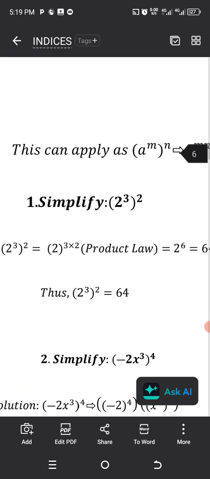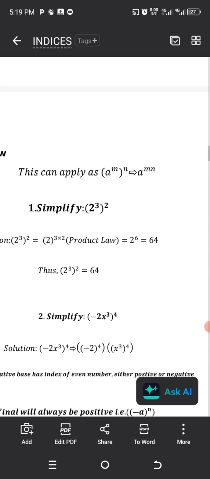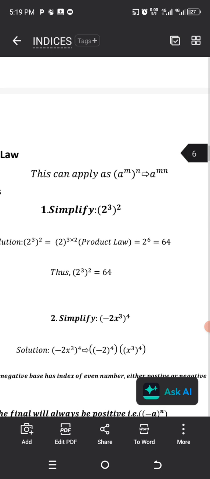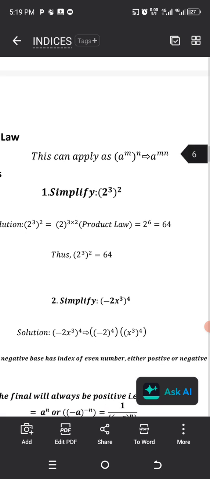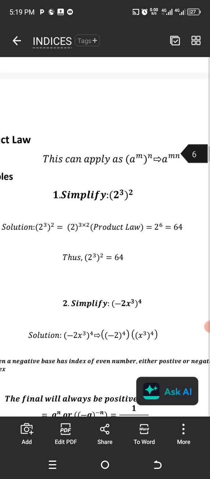So let's look at some examples regarding this law. We are now treating the third law. So you have to simplify open bracket 2 raised to power 3 close bracket, everything raised to power 2. What will come to your mind is product law. So 2 raised to power 3 multiplied by index of 2 is now what?